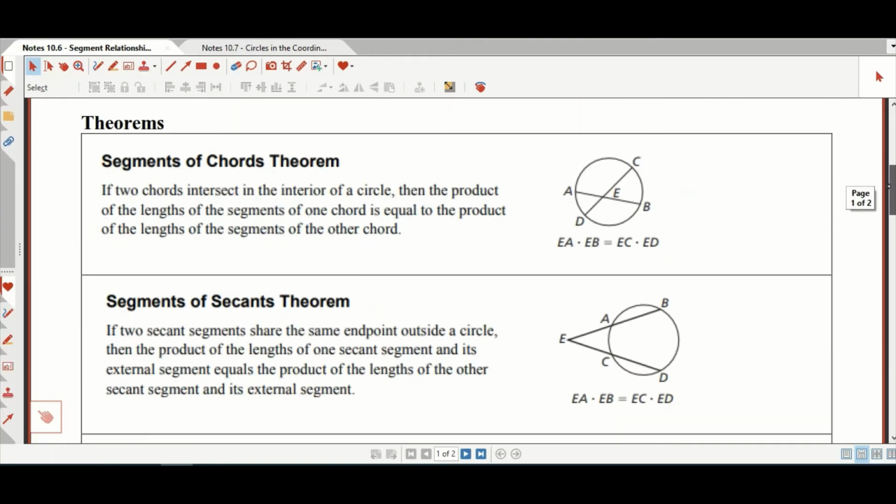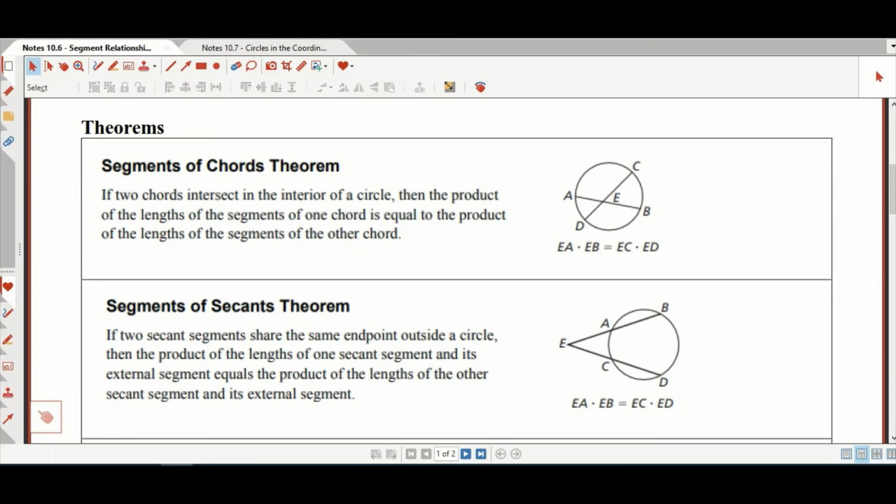That's not the amazing thing. This is the amazing thing. If two chords intersect in the interior of a circle, then the product of the lengths of the segments of one chord is equal to the product of the lengths of the segments of the other chord. Now that sounds weird, but watch this. This is truly, I think, one of the most incredible things in mathematics.